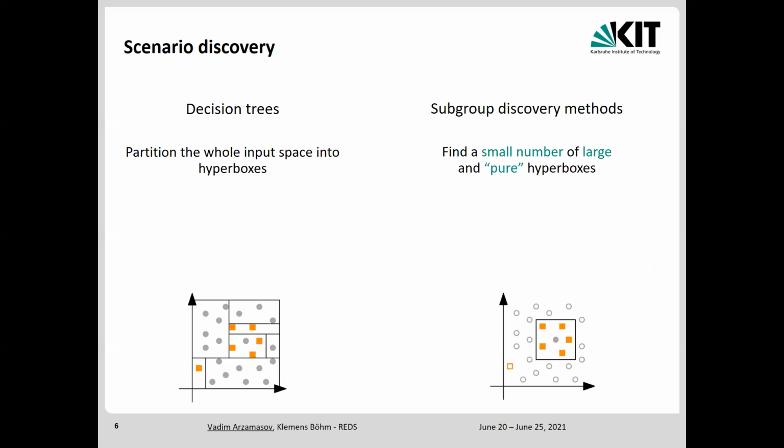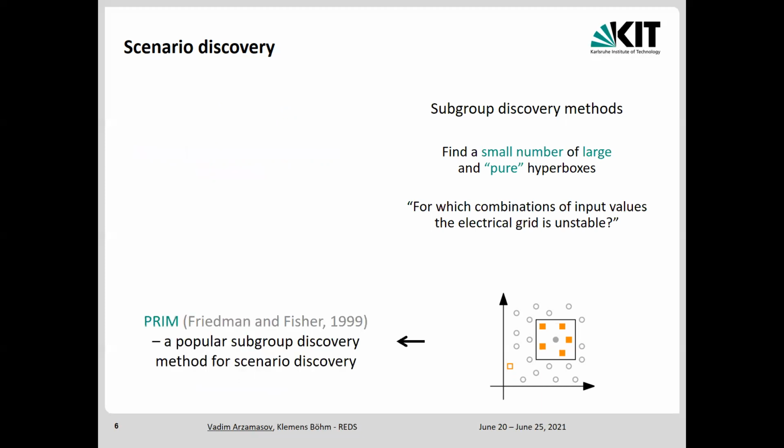The main difference between these groups is that decision trees partition the whole input space into hyperboxes and target high accuracy. At the same time, the goal of subgroup discovery methods is finding a small number of large and pure hyperboxes. And these hyperboxes could help answer questions like this: for which combination of input values is the electrical grid unstable? Currently, the most commonly used method for scenario discovery is a subgroup discovery method, PRIM.